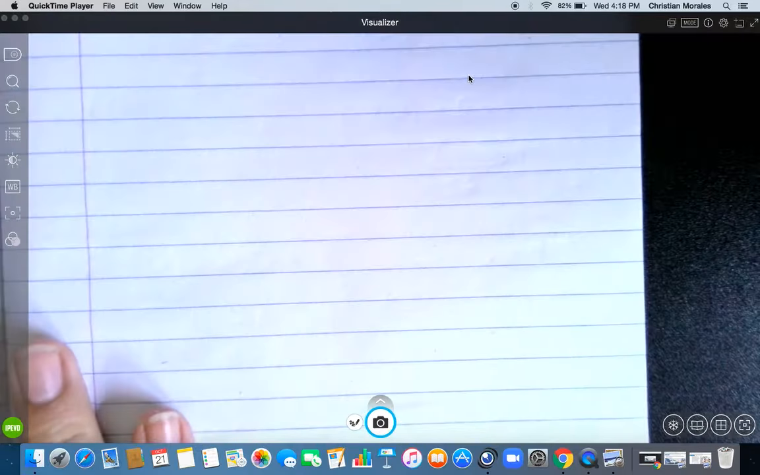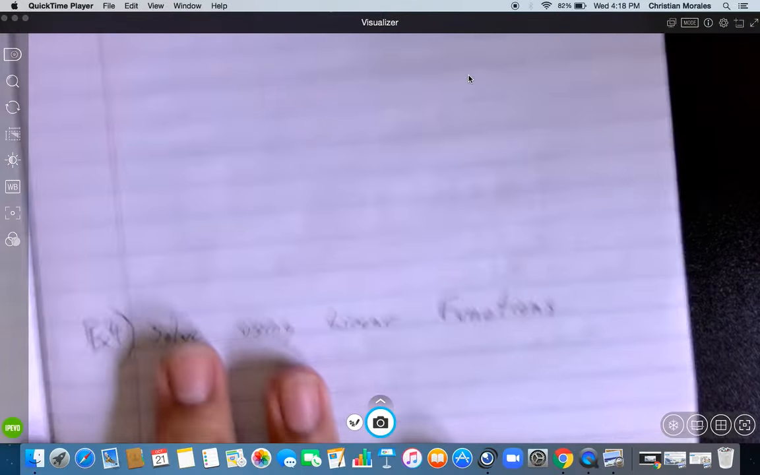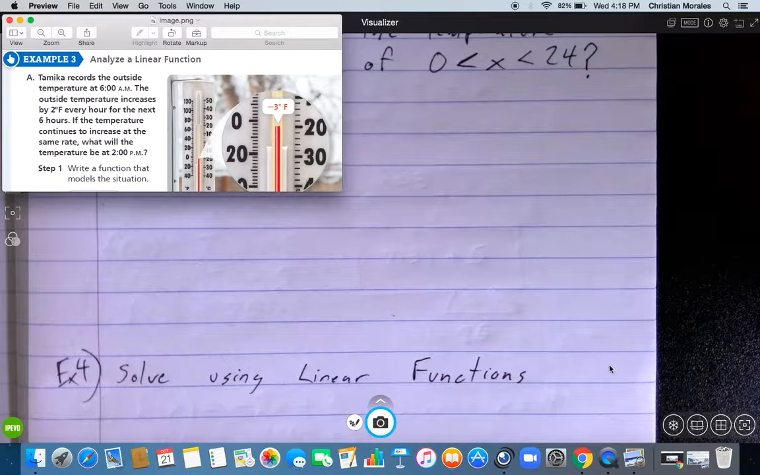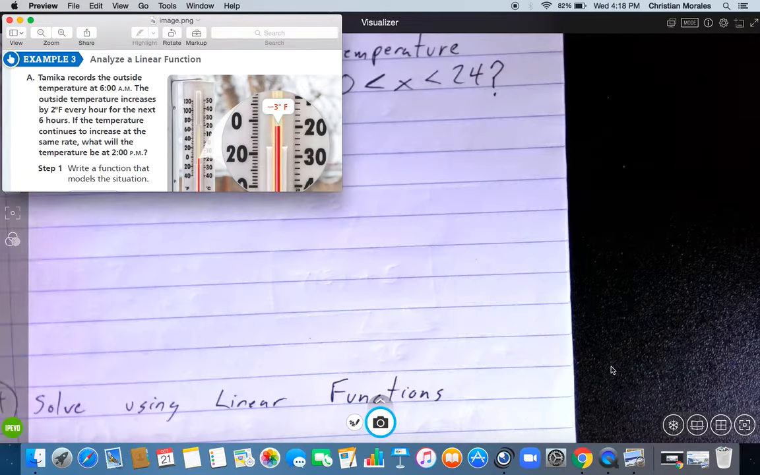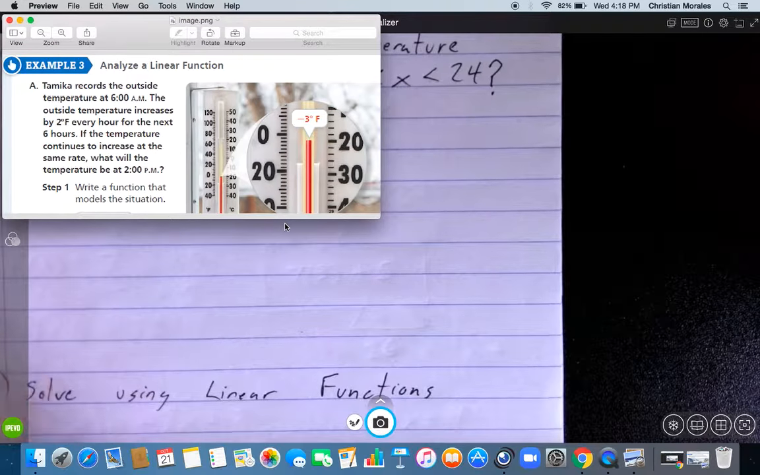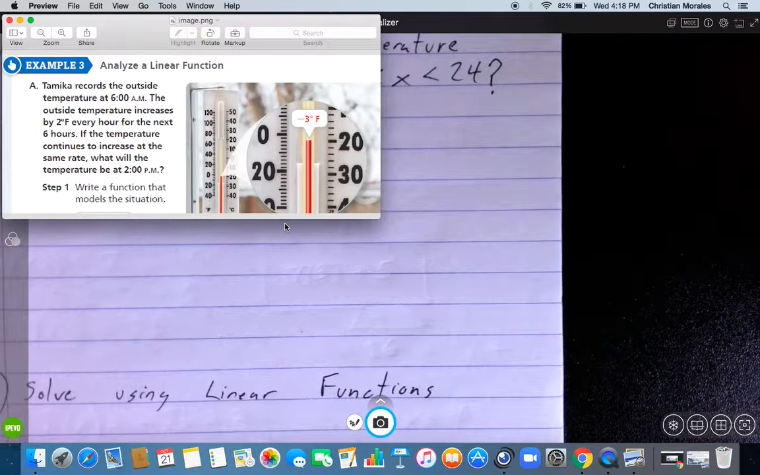Okay, example number 3. Let's look at example number 3. Oh, actually, it's a word problem. Let me pull that up. All right, so right here, they're wanting us to read this problem. Tamika records outside temperatures at 6 o'clock. The temperature outside increases 2 degrees every hour for the next 6 hours. If the temperature continues to increase at the same rate, what will be the temperature at 2 p.m.?